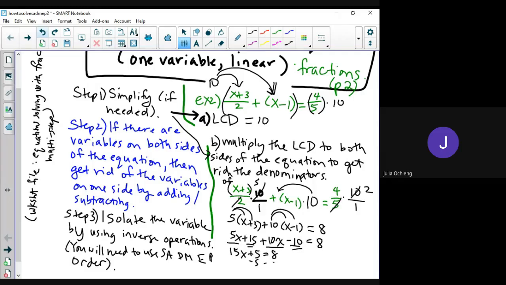Subtract 5 on both sides. Oh, this is step 3, because step 2 was to check if there's variables on both sides of the equation, then get rid of them, but there aren't. There's no variable on the second side, so we can skip it. And then step 3 is to isolate the variable, so that's what I'm doing. So to get rid of the plus 5, I subtract 5 from both sides, I get 15x equals 3, divided by 15, and then I get x equals 1.